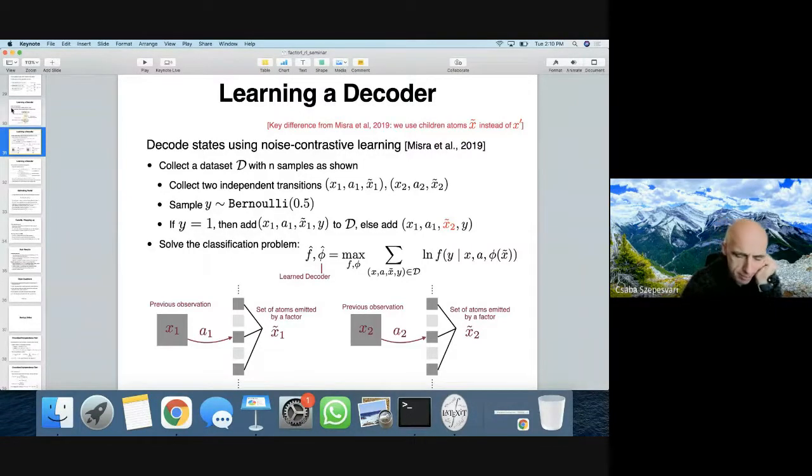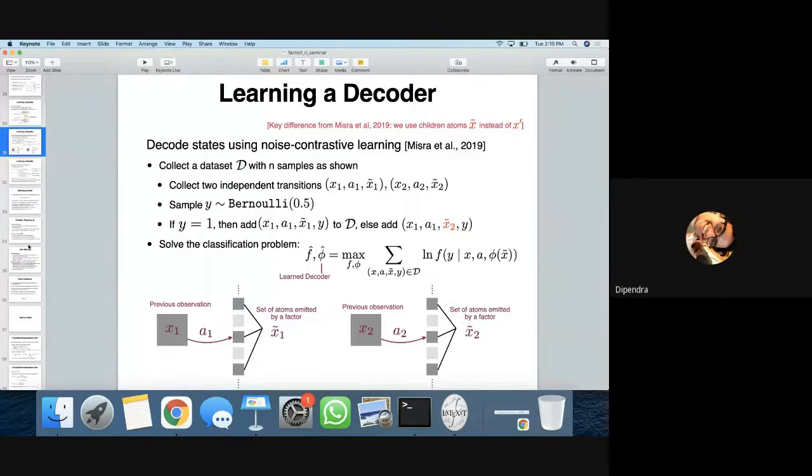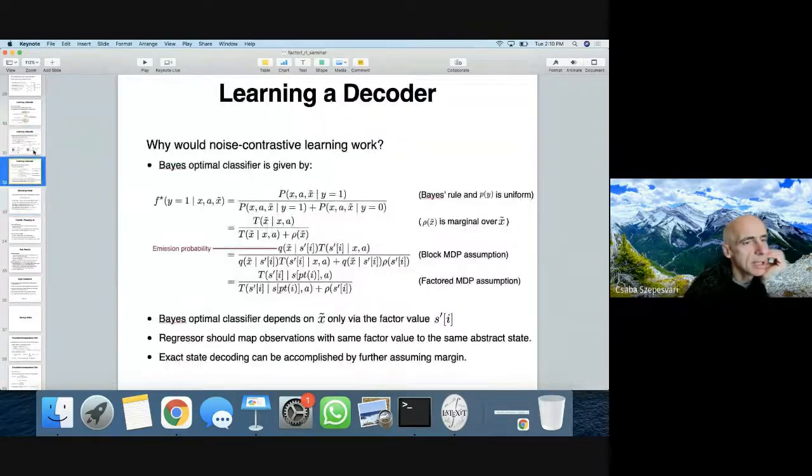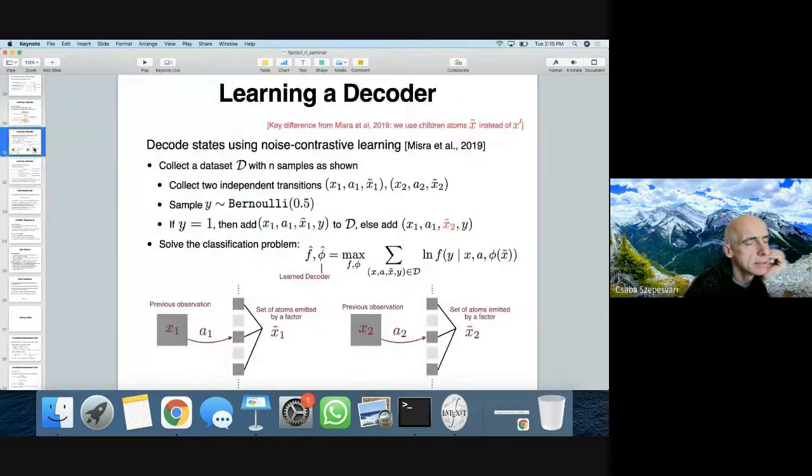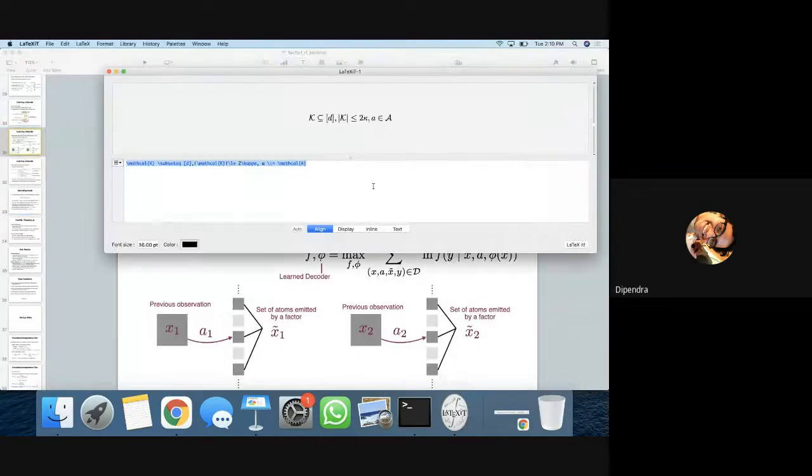Okay, I was also curious about whether you have some sample complexity results for this noise contrastive learning under some settings. It seems that you're maximizing over some classes, so if you learn a decoder F, let's say, in this case essentially your guarantee would be the following.